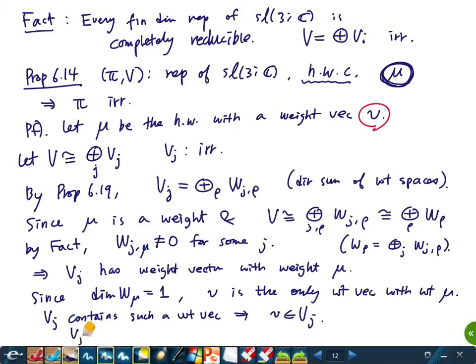And V_j is an invariant subspace containing v. That means V must be V_j, because of the highest weight cyclic condition. But then that means we have only one summand, so V is irreducible. That's the proof.